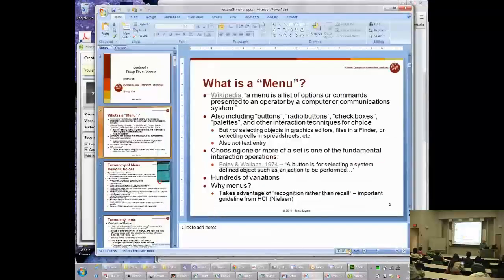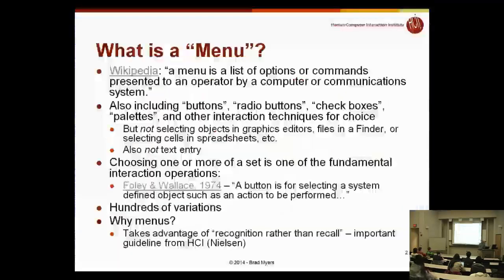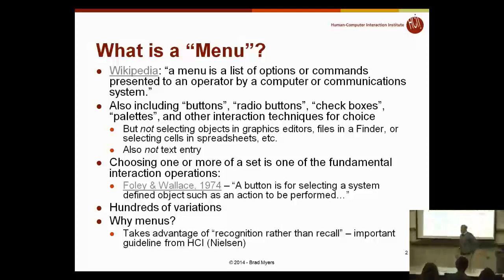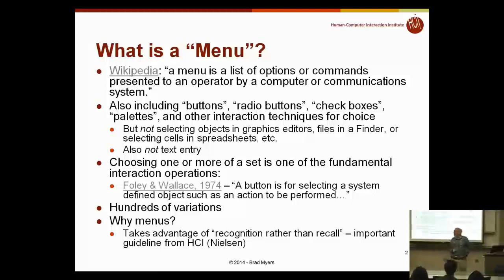So what do we mean by menu? Wikipedia says a menu is a list of options or commands presented to an operator by a computer or communication system. So that includes regular things that you'd probably call a menu, but it also includes buttons. It includes radio buttons, checkboxes, what are called palettes, which is basically a fixed menu. It includes other ways of choosing among a set of objects.